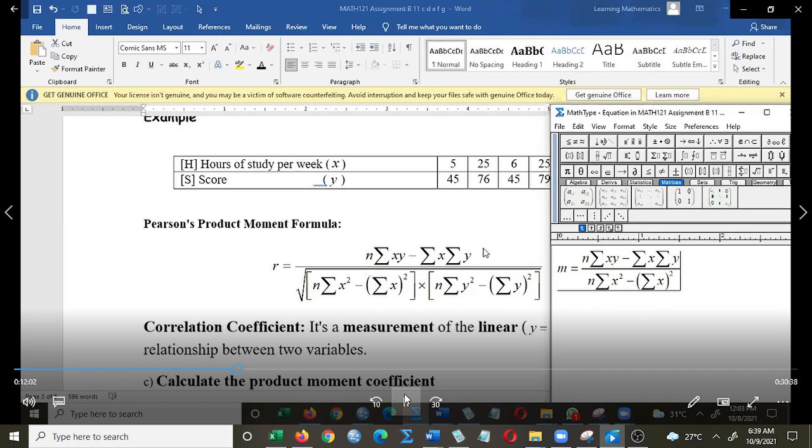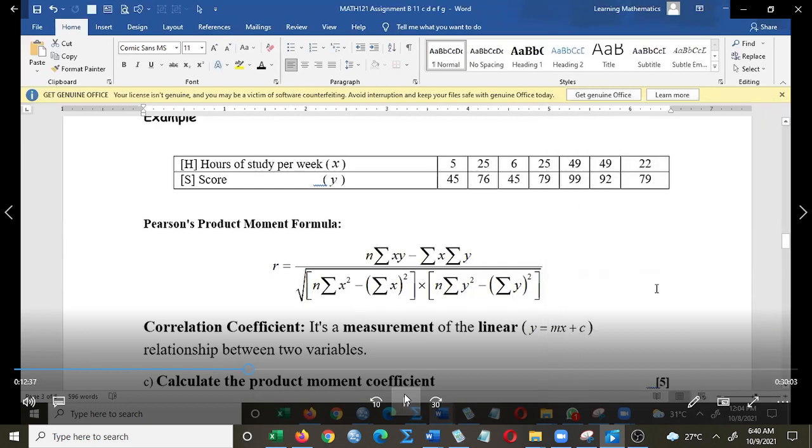What letter did we give that numerator? Last class, what letter did we give that numerator? A capital A. What letter did we give that section there? So B. A capital B. All right, let's go lower down.